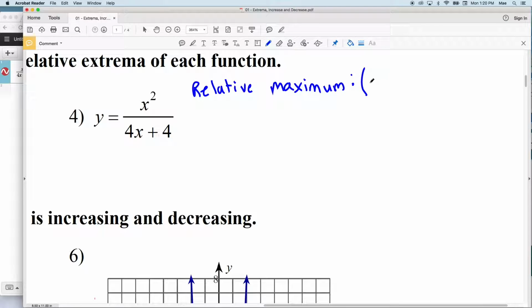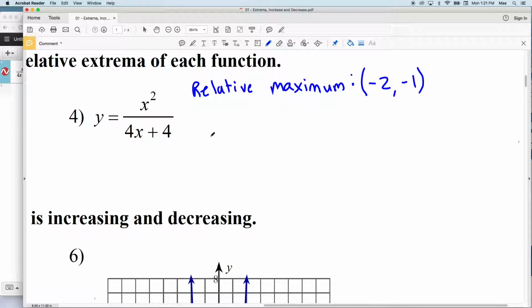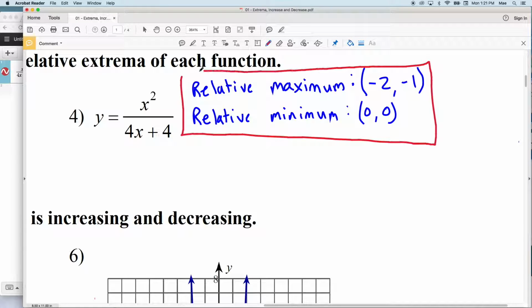And again, that was at (-2, -1). And looking at that next point, our function is decreasing, decreasing, decreasing until it hits (0, 0), and then it begins to increase. Therefore, we have a relative minimum at (0, 0). And that's our solution in number 4.